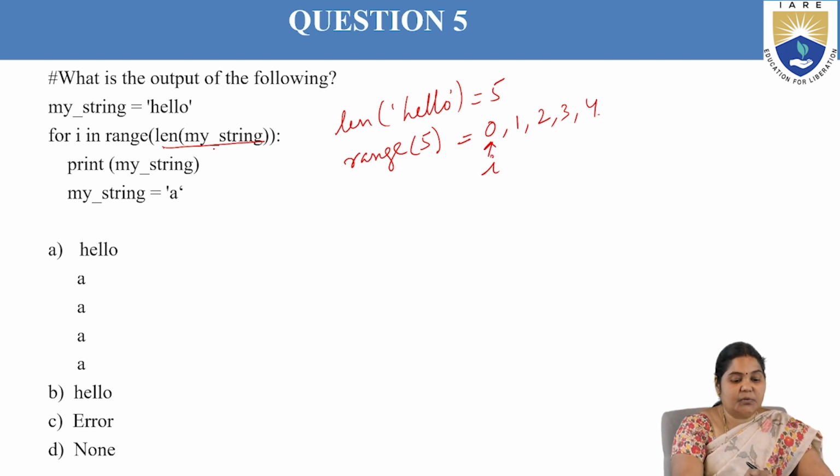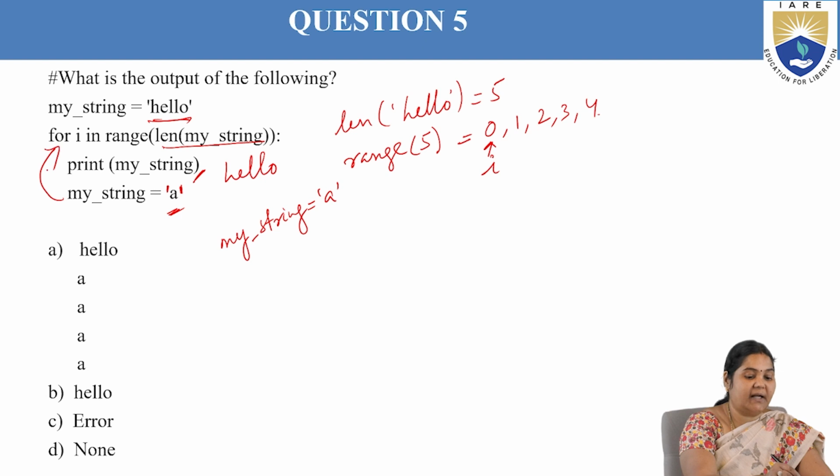For i equal to 0, print the string. What will it print? It is going to print my string. What is there in my string? Hello. So hello will be printed first. Then my string is updated with the character A. So what does my string contain now? It contains only A. The string is updated.